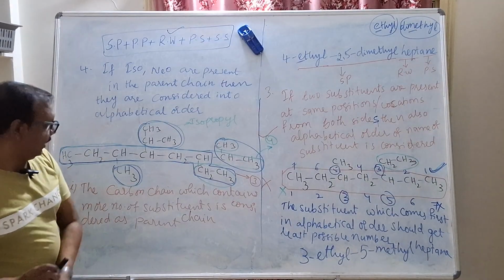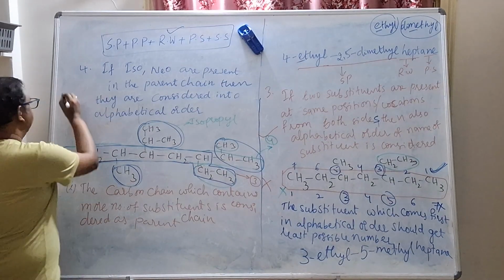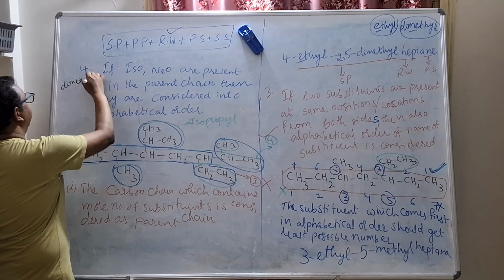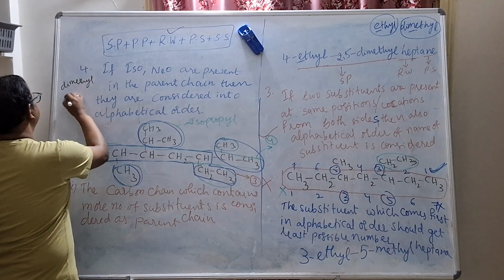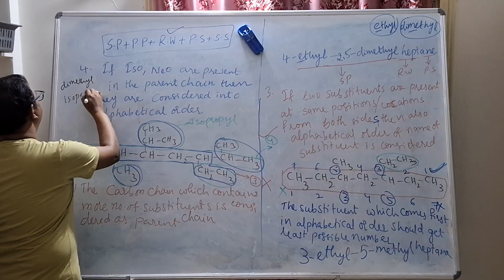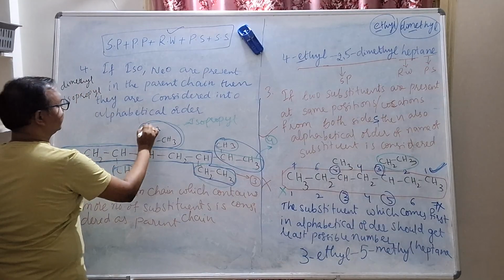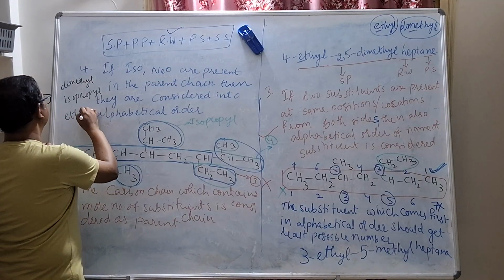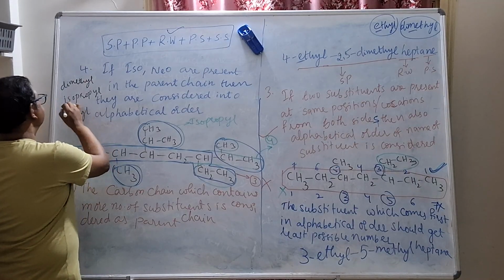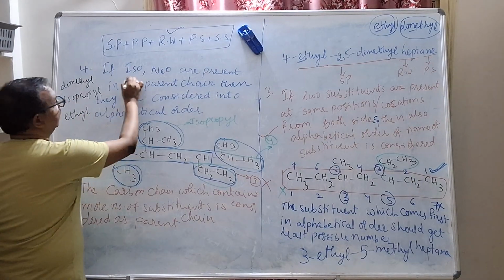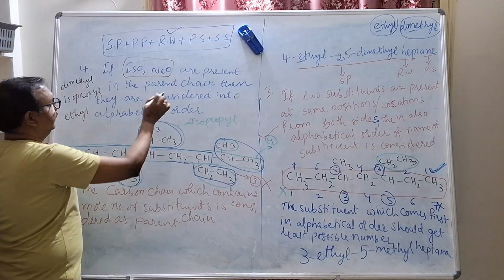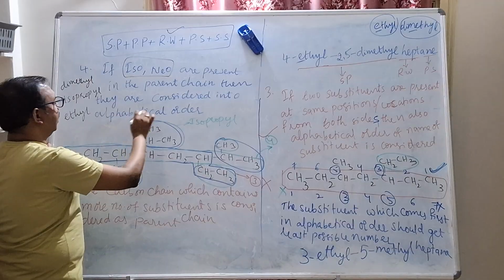Dimethyl, these are the groups. I am writing here: dimethyl is there, 2 methyl groups are there. Isopropyl is there, 1 isopropyl. This group is called isopropyl. And the next one, ethyl is there. And iso and neo are included in the alphabetical order. These two are included in what? Alphabetical order. If present, then they are considered in alphabetical order.